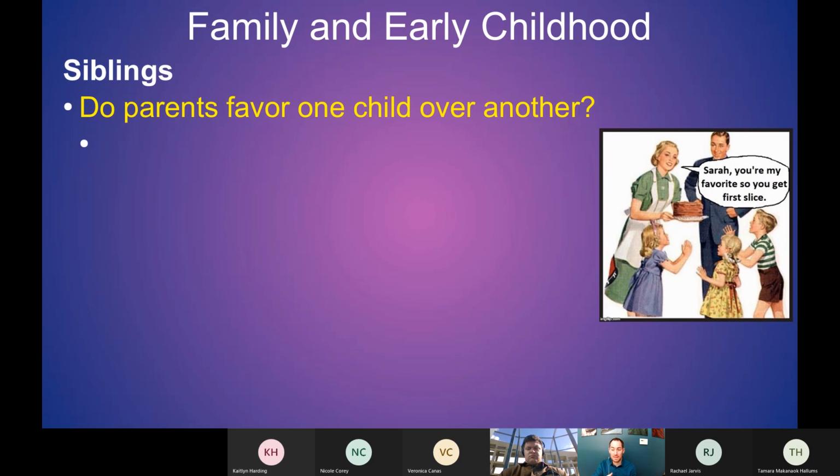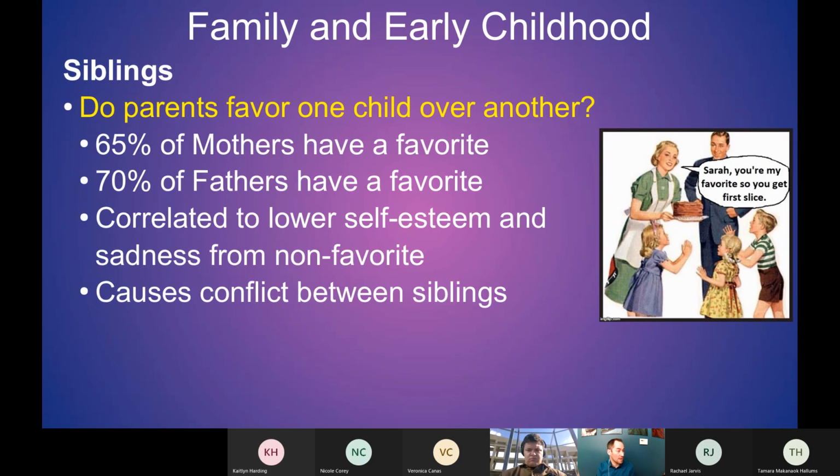So that idea of whether it is more common for an oldest or a youngest to be the favorite, I think that would be a good thing to look into for a question paper if that was something you're interested in. So with that being said, for the non-favorite, it is correlated to lower self-esteem and sadness. It also tends to cause conflict between siblings.